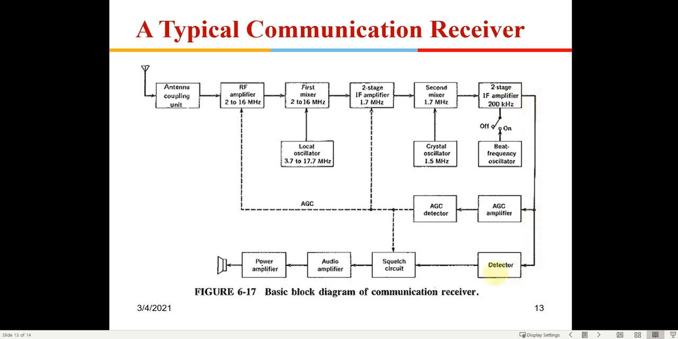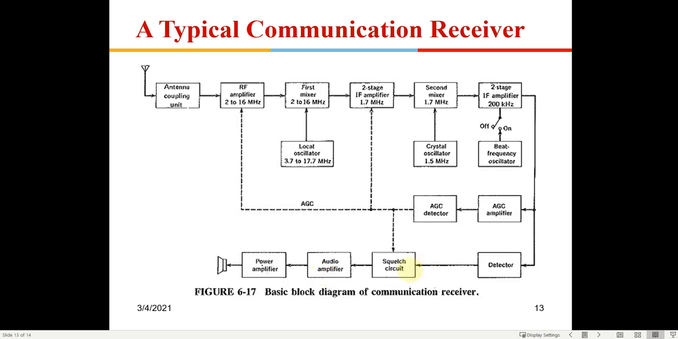Now that will come here and go to a detector. Depending on whether it's an AM signal or an FM signal, it will be able to detect the signal. And you also have a squelch circuit. Squelch circuit is nothing but, suppose there is no IF amplifier output, there is no signal available here because you are not receiving any signal, so there will be zero signal coming here. That zero signal will enable the squelch circuit to switch off the audio amplifier.